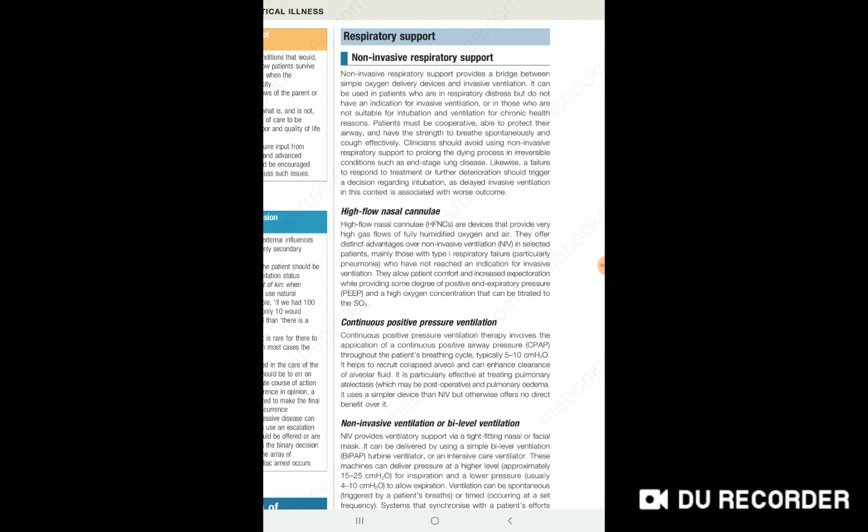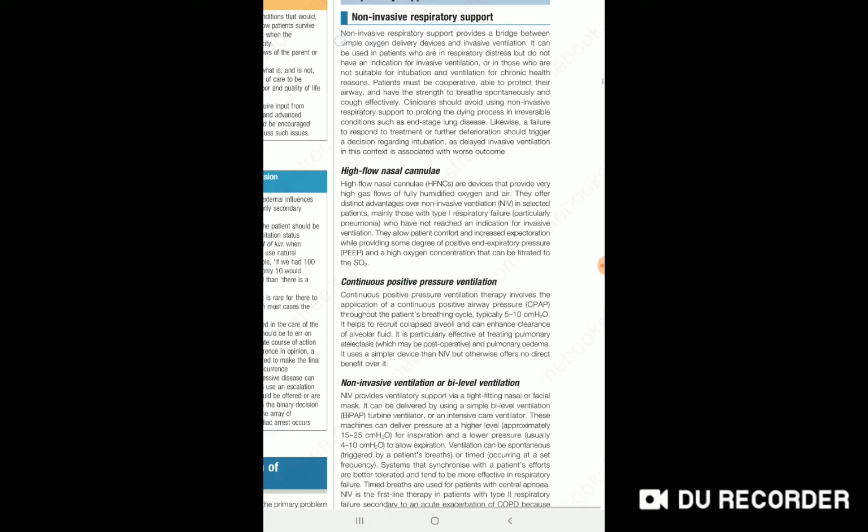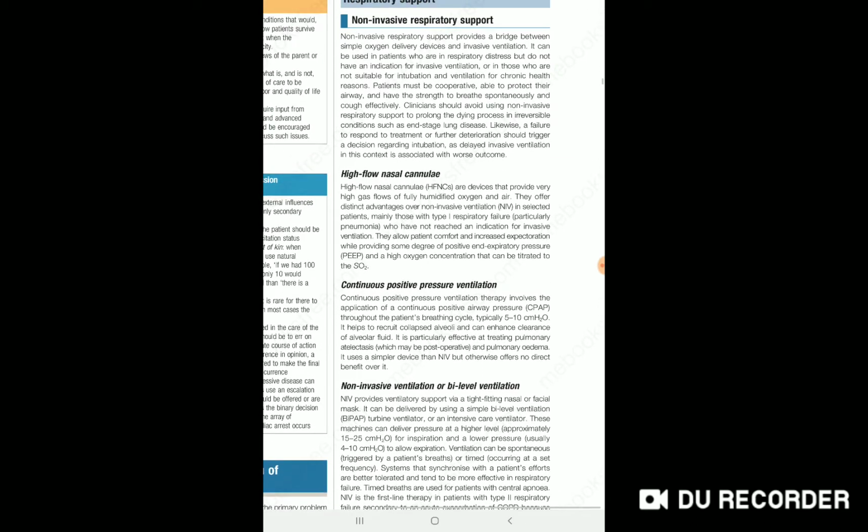Likewise, a failure to respond to treatment or further deterioration should trigger a decision regarding intubation. Delayed invasive ventilation is associated with worse outcomes. So you cannot give non-invasive ventilation when the patient's condition is so bad, the patient is unconscious, or it is contrary to the patient's wishes. So this is the proper method to give non-invasive ventilation to any patient, and you can give it by three methods.